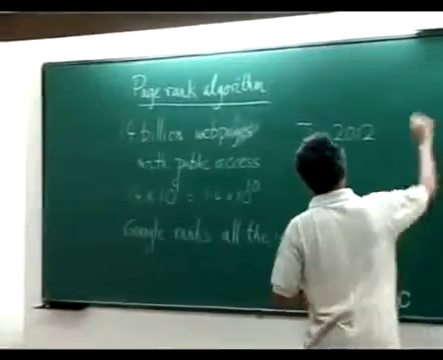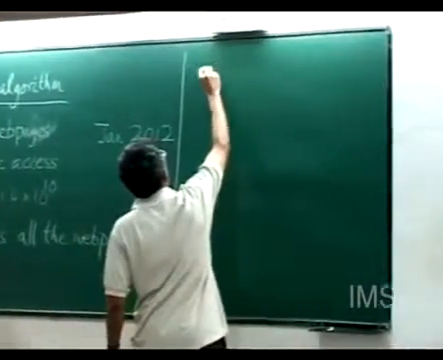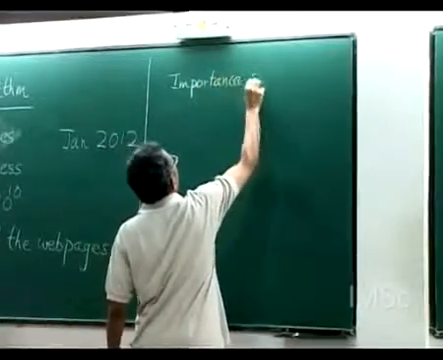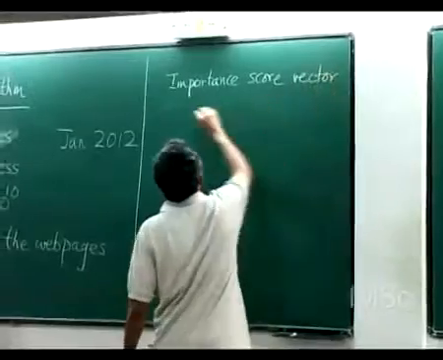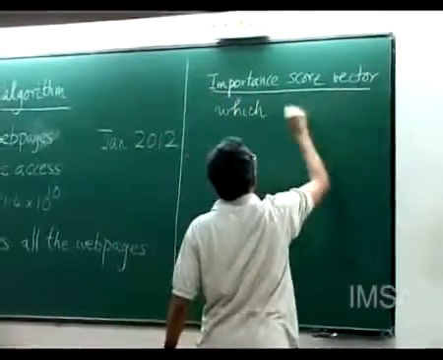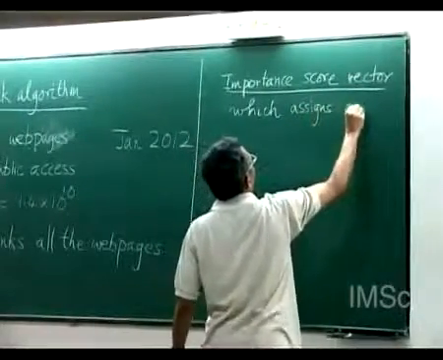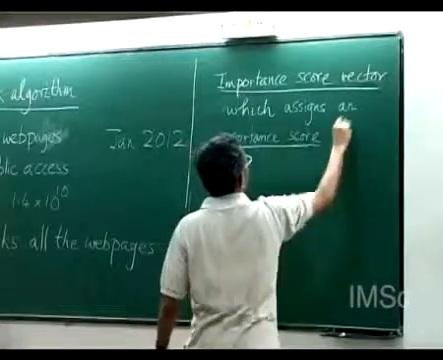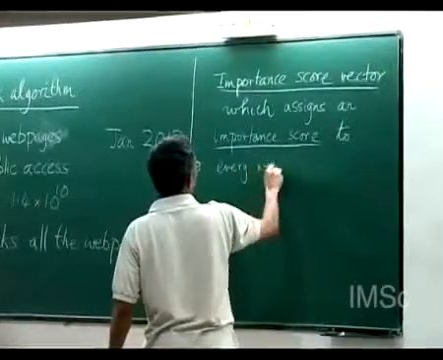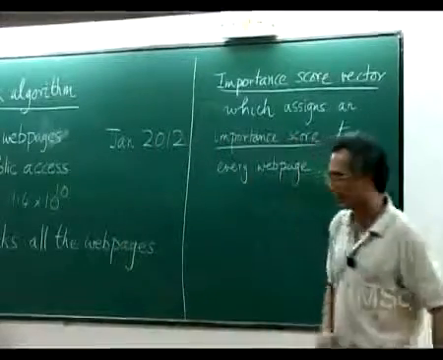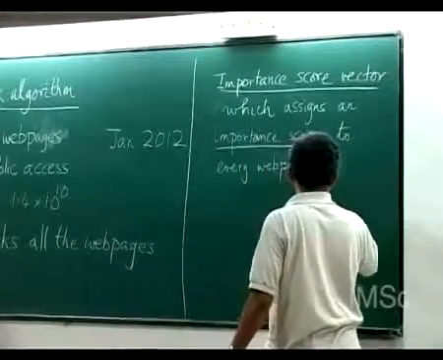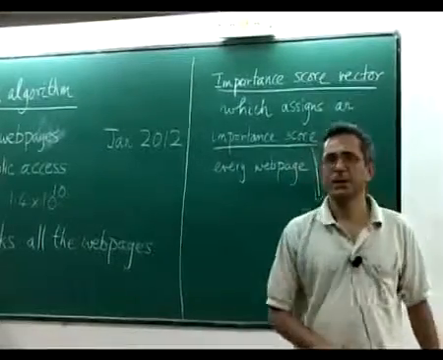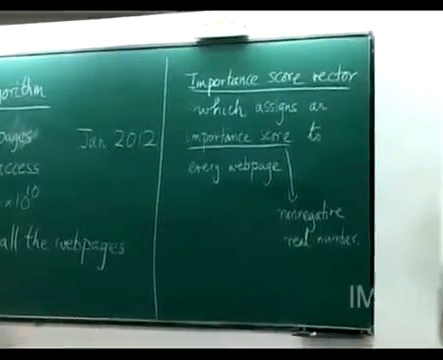So basically what it does is what is called an importance score vector, which assigns an importance score to every web page. The importance score is just a non-negative real number. So it's just a number, and the ranking is according to the ranking given by these scores.